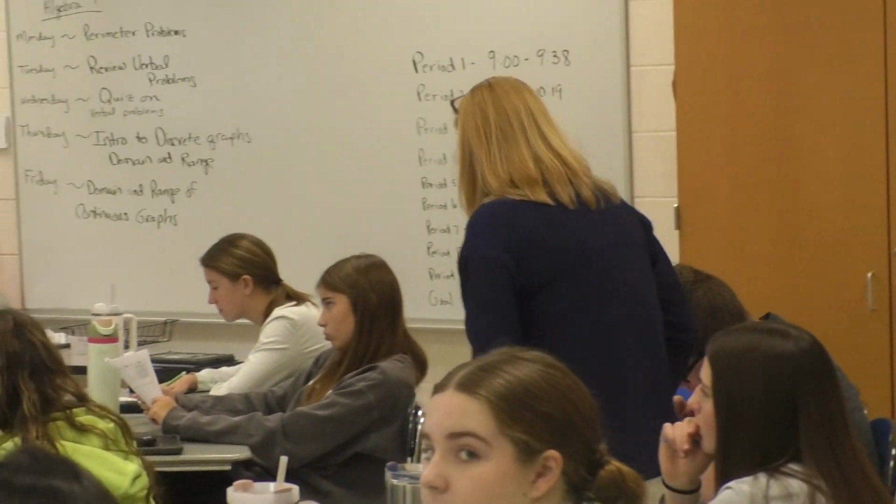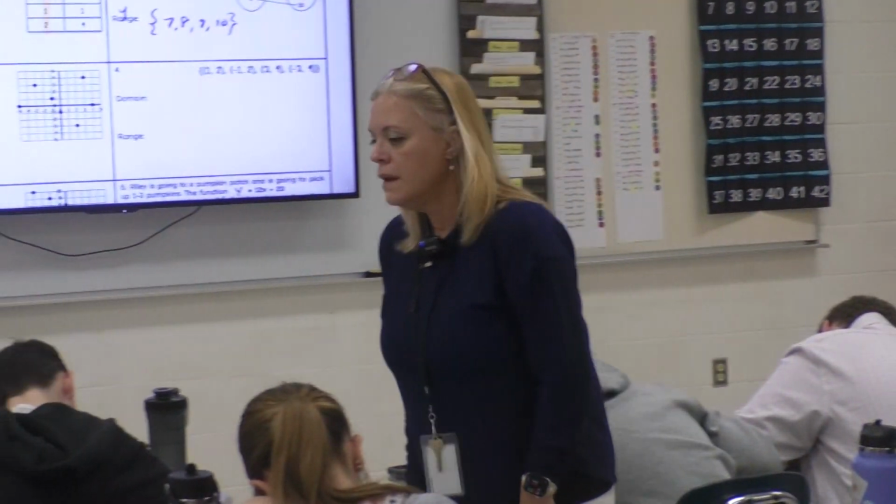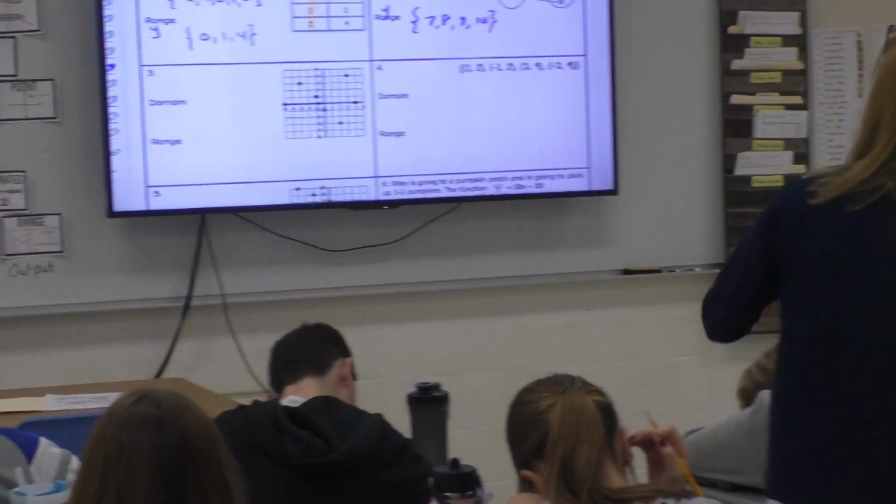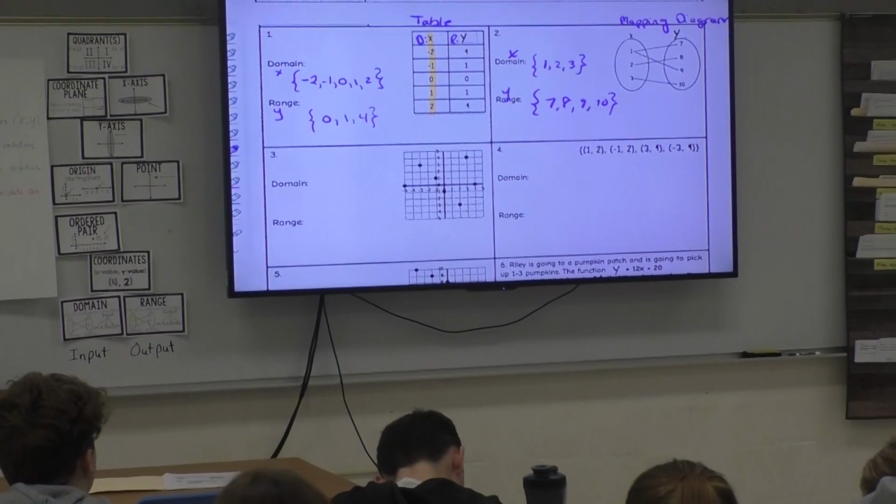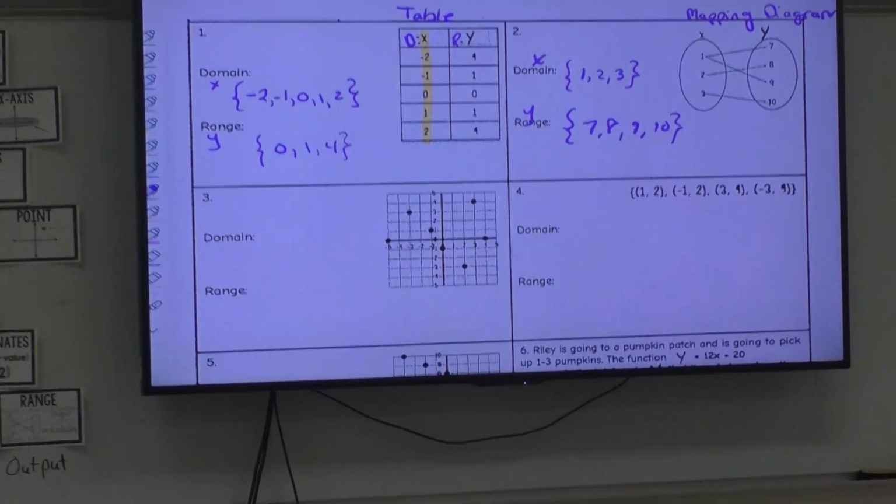Math, right? That's what we say every day. How about the next one? Now the next one is a relation on a graph. So this is where you have to find the coordinates. So there's kind of a nice way to do this.